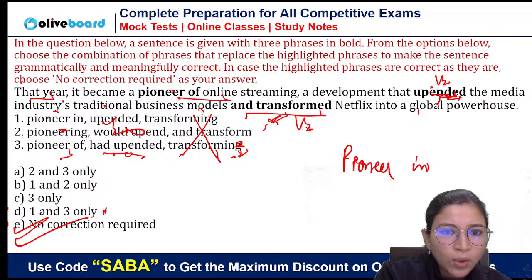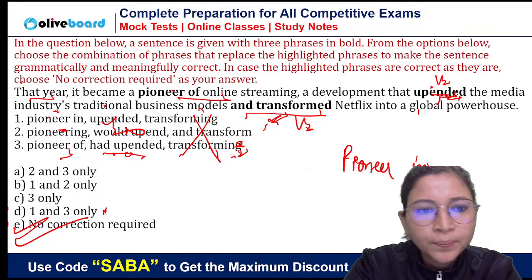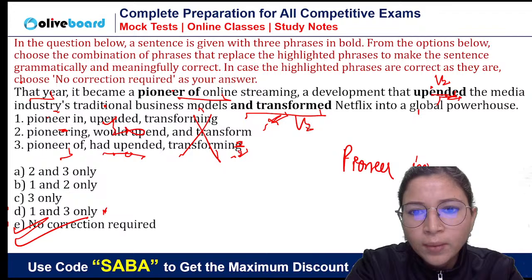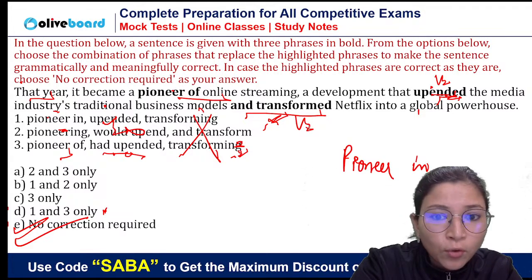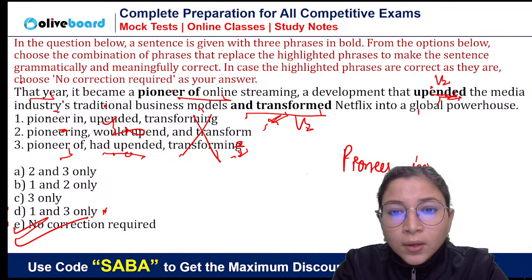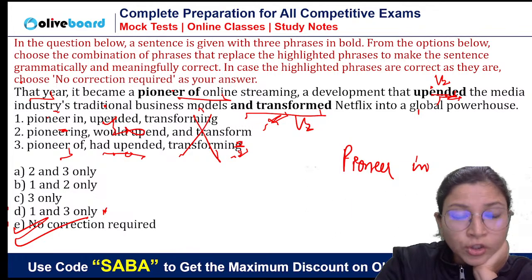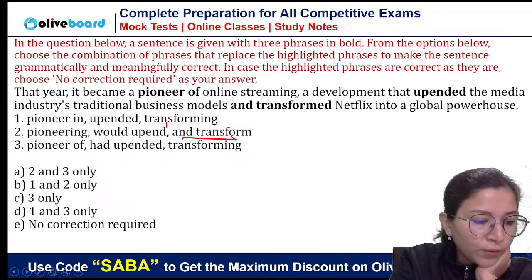"And" is also highlighted. Oh, it is not highlighted. One second. It's not highlighted. Let me check once, could it go after "and"? That upended the media industry's traditional business models, transforming Netflix into a global powerhouse. Then it could have gone. Yes. Okay, look here, guys. One second. Yes, "and" is also highlighted. One second. Let's see this question once again. Because here "and" is also highlighted. Here "and" is given, right? Let's see this question once again.